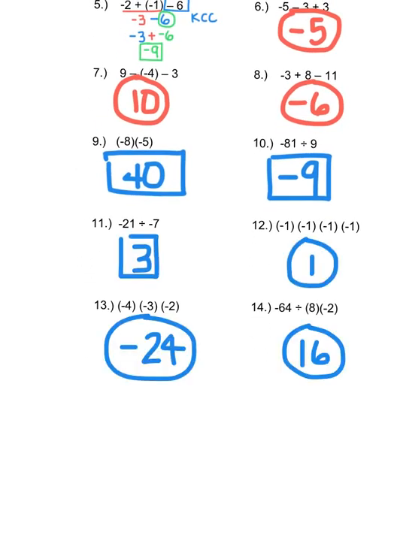Check number 14 especially. If you didn't get this right, it may be because you didn't use order of operations. Remember, you must do order of operations for division and multiplication from left to right. So remember that going forward. Just a few more problems.